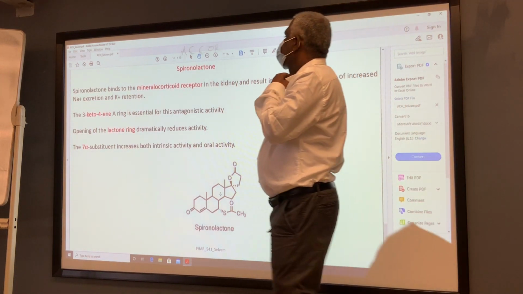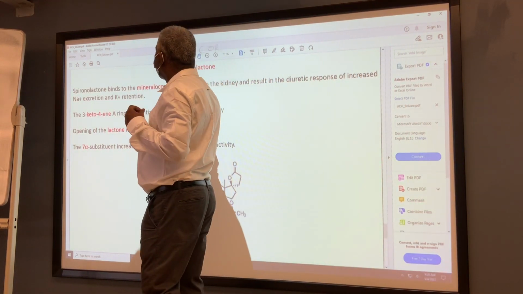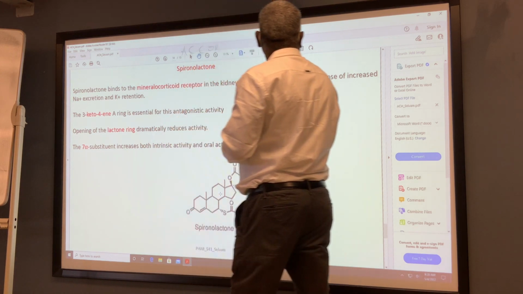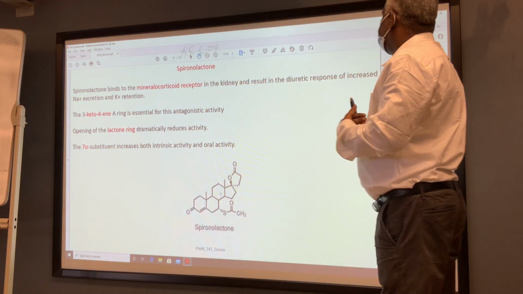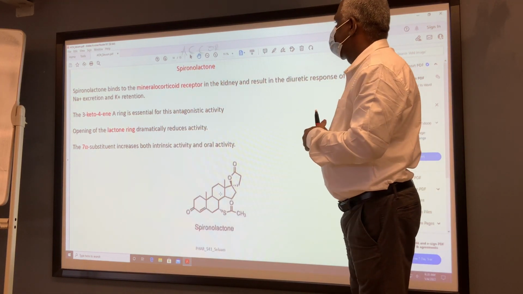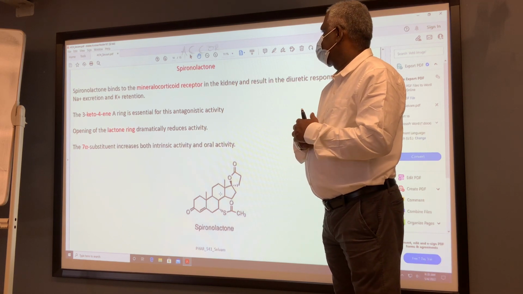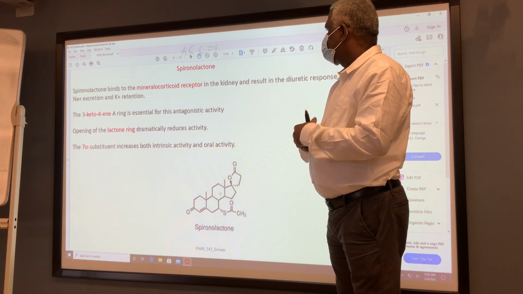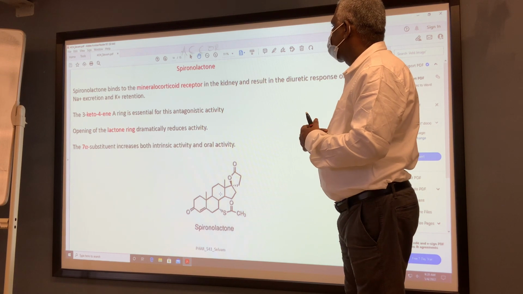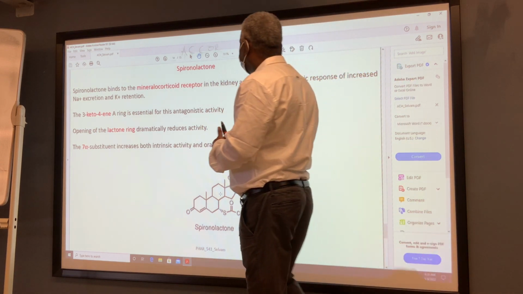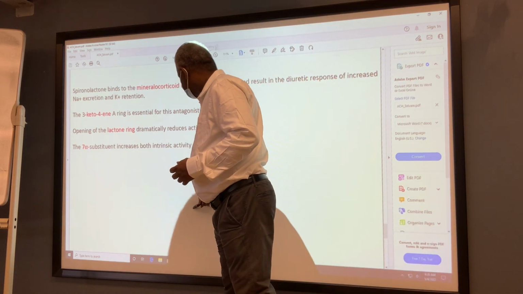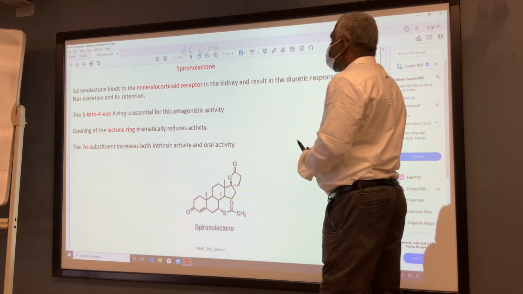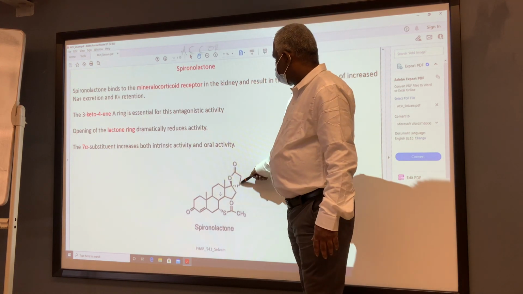Spironolactone is a mineralocorticoid antagonist, binds with the mineralocorticoid receptor, and it has a diuretic response that increases sodium excretion and potassium retention. And the keto group at carbon number 3 is important for activity. And this lactone is important for activity.